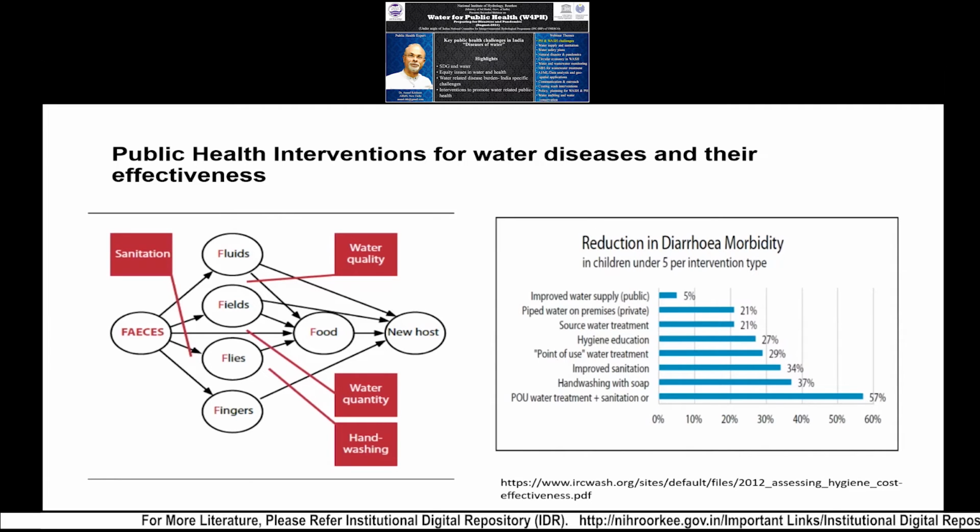So we need to mix up both these kinds of interventions: sustainable interventions, which look at sanitation and water quality, as well as point of use interventions like point of use water treatment or chlorination or use of ROs, along with hand washing. These two sets of interventions can help us prevent water-related diseases.